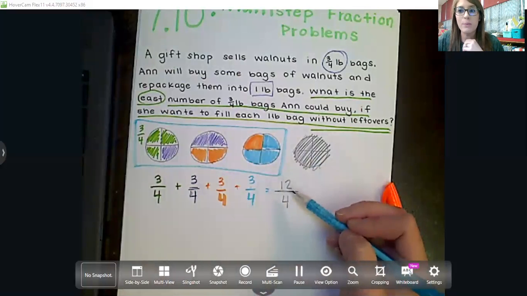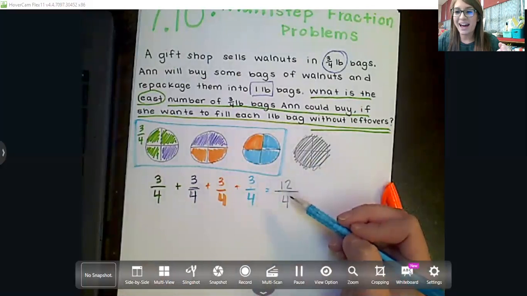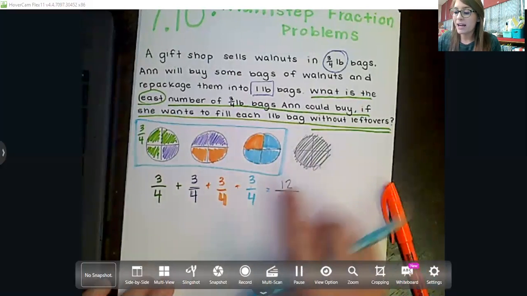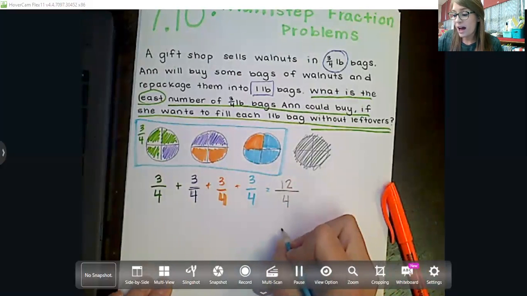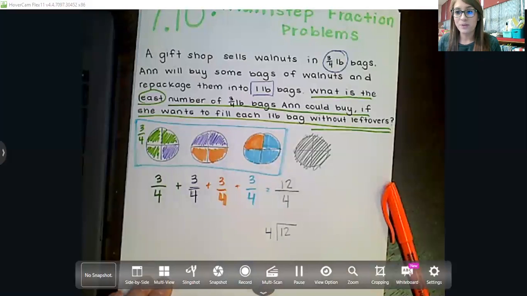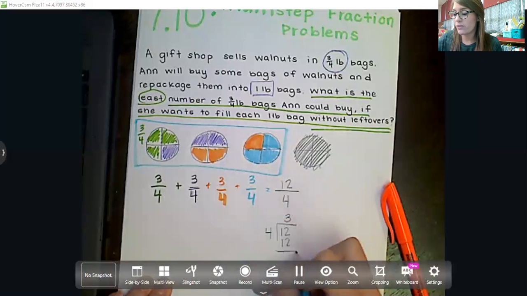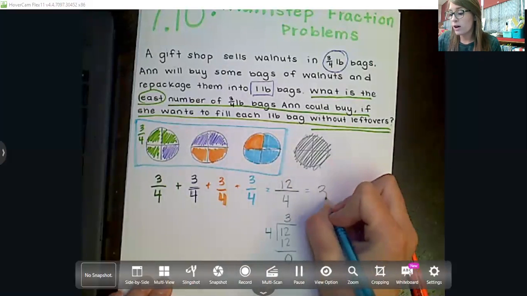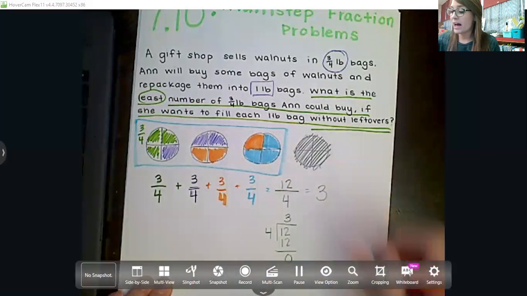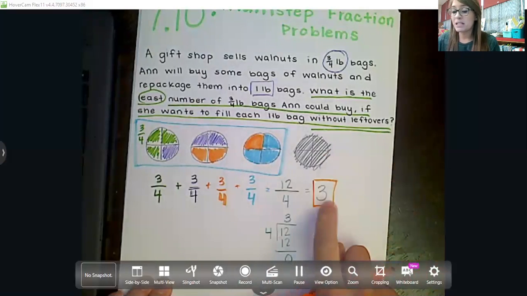So what do we do with improper fractions? We make them what? Yeah, we make them glad. And remember, when we make them glad, the first step is to divide. So we're going to divide our numerator by our denominator. Okay? So 12 divided by 4, 4 goes into 12 3 times. 4 times 3 is 12, and we have no remainder. So 12/4 is the same thing as 3, which means she would need to buy 3 bags.